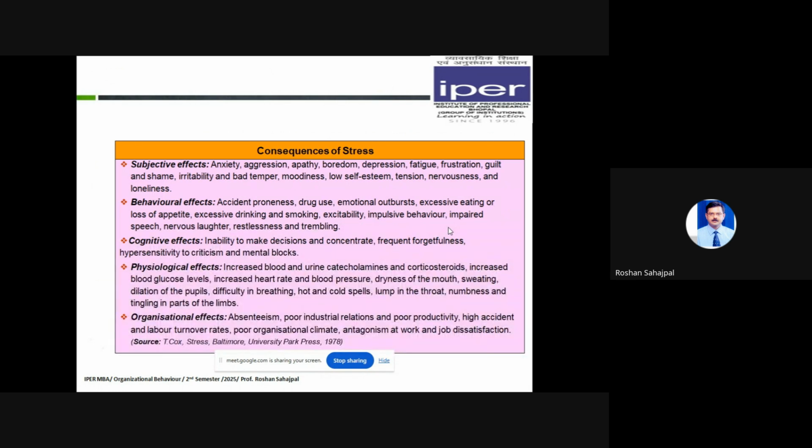Now, since we have understood what stress is, the kinds of stress and the reasons that cause stress, let's look at the consequences of stress. So first is subjective effect. Subjective is very personal to a person. It will lead to anxiety, aggression, apathy. Anxiety, aggression: the person might become aggressive.